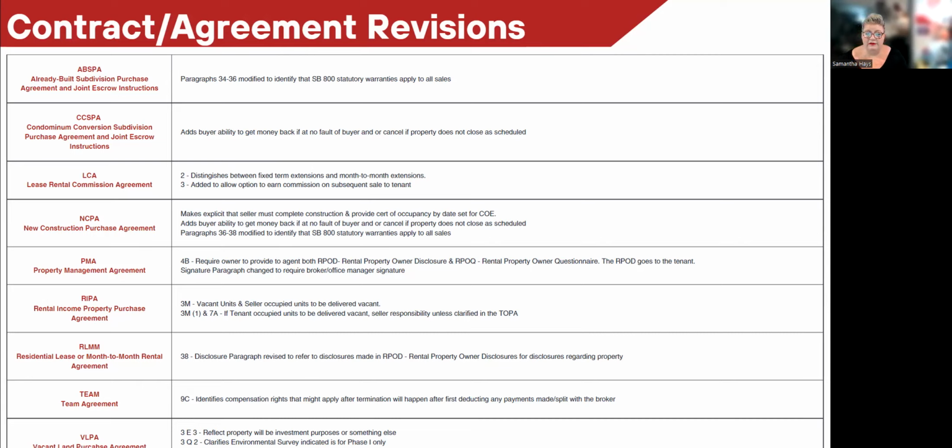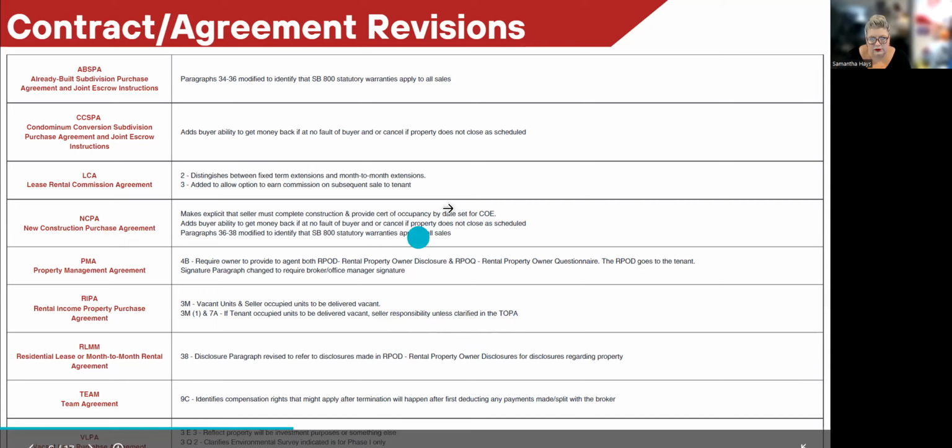Another issue is that they are still required to be a part of the SB 800 warranties. That also has to be clarified and distinguished. This is added to both the new construction purchase agreement, and this was also added to, I believe it was, which other one was it? There we go, the ABSPA.